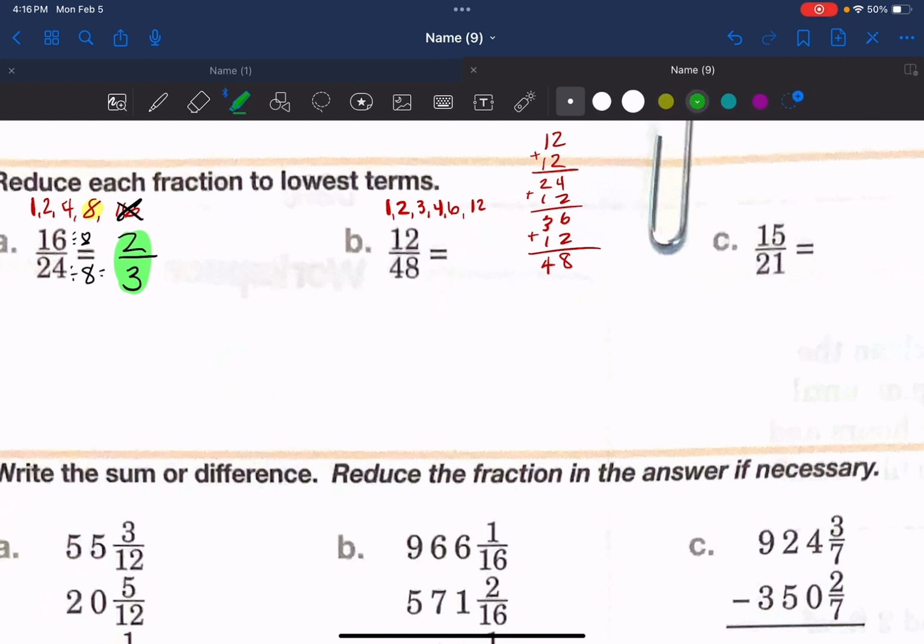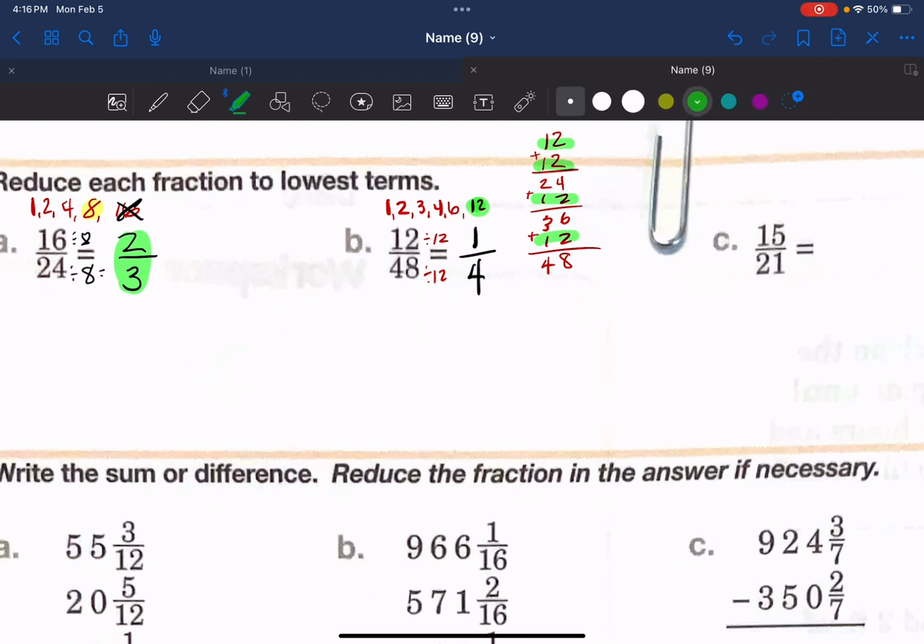So on the very first one, I'm going to use 12. I don't have to worry about the rest of those numbers then. Okay, so I'm going to do 12 divided by 12, which is going to give me 1. And then 48 divided by 12, because I have to do the same thing on the top and on the bottom. 48 divided by 12, well, that was 1, 2, 3, 4. Hopefully you already knew that.